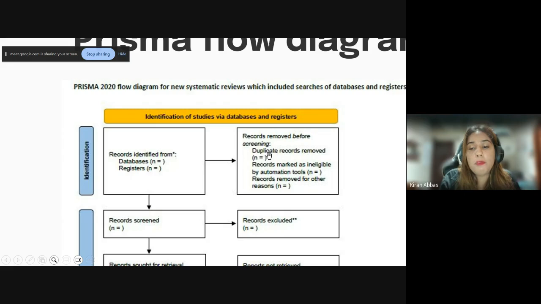You will also remove the duplicates, because you're using Scopus, you're using PubMed. A lot of journals are indexed in both of these, so there's bound to be duplicates, right? So you will remove the duplicates first, you will remove the articles that do not fit your eligibility criteria, and then you will remove for other reasons such as language barrier, or perhaps access not being available.